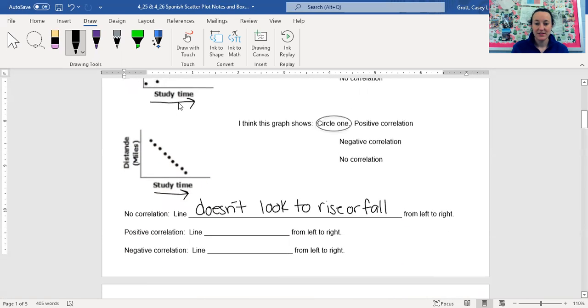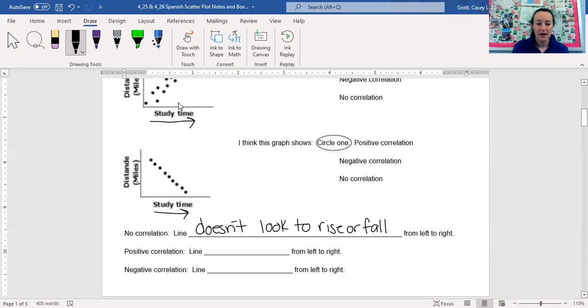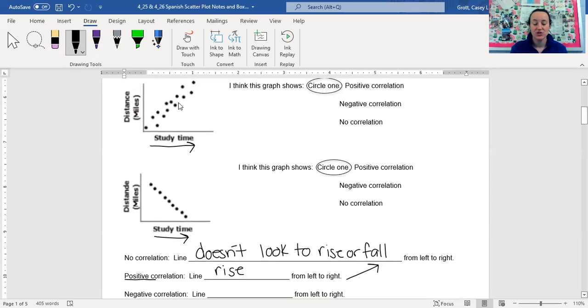If we go back down to our definitions, for positive correlation, the line seems to rise from left to right. So my line is going up. Which of these two graphs shows that over time the graph is rising? If we look here, my dots are going up. This is the one you should have circled. This is a positive correlation, just like we had positive slope.